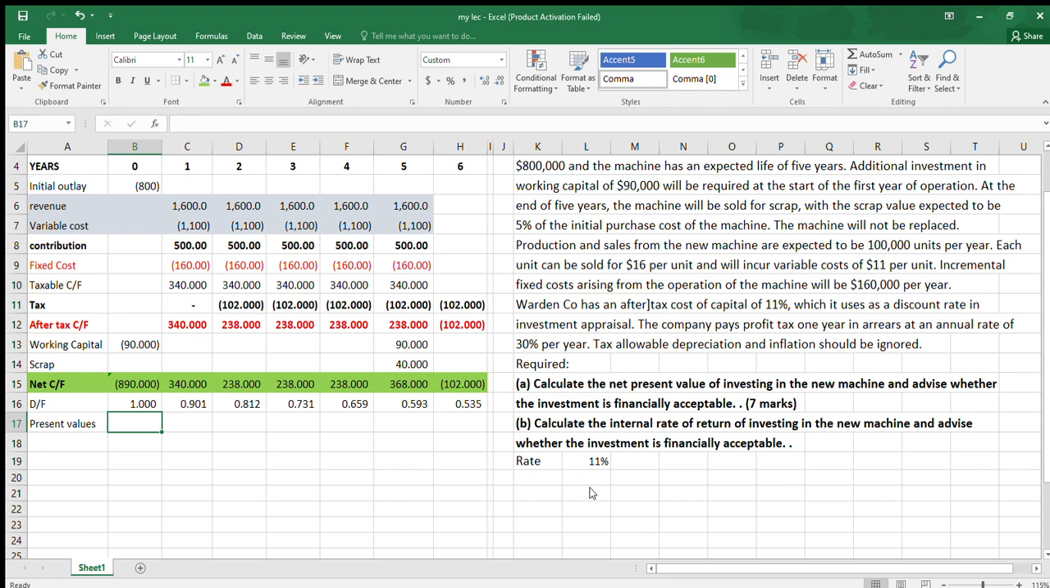So now the present values: we multiply the net cash flows by the discount factors. So the 890 multiplying 1, you just drag them. I've gotten your present values. This is also your net present value.